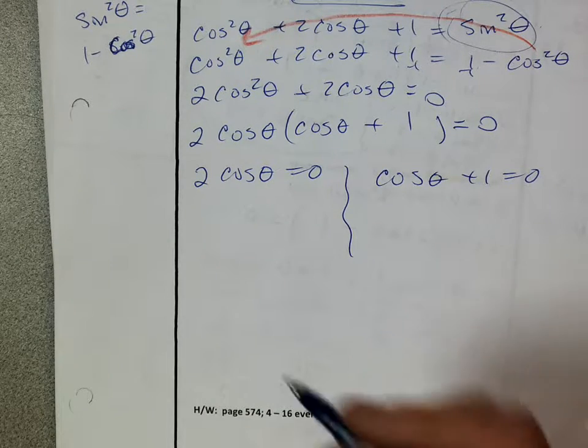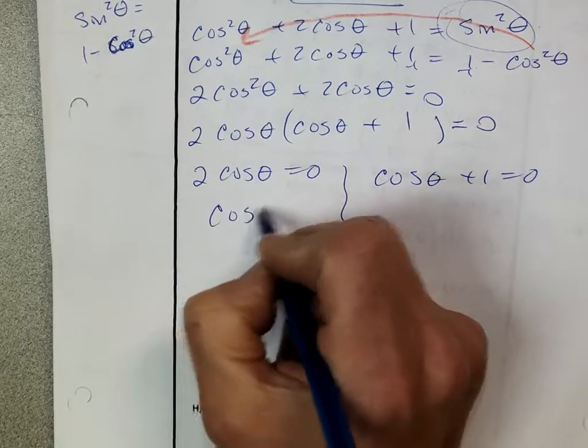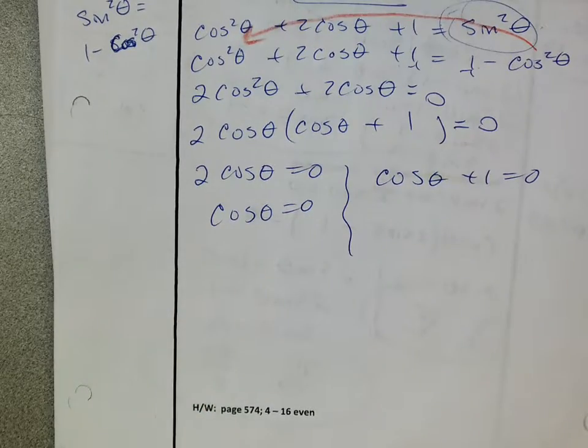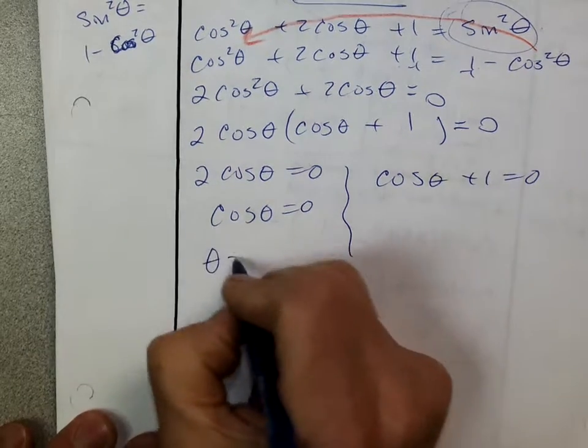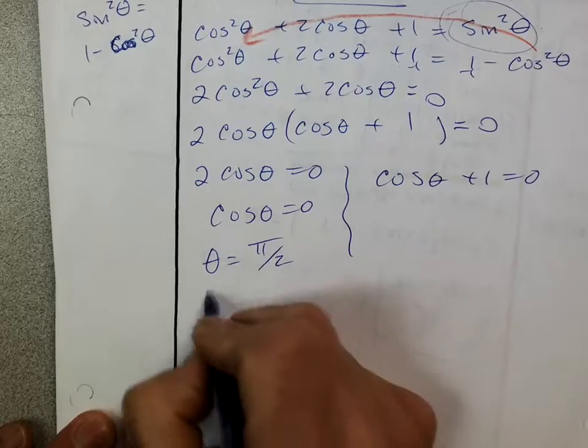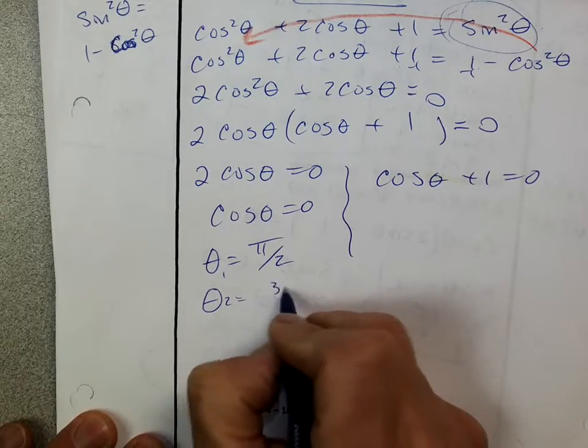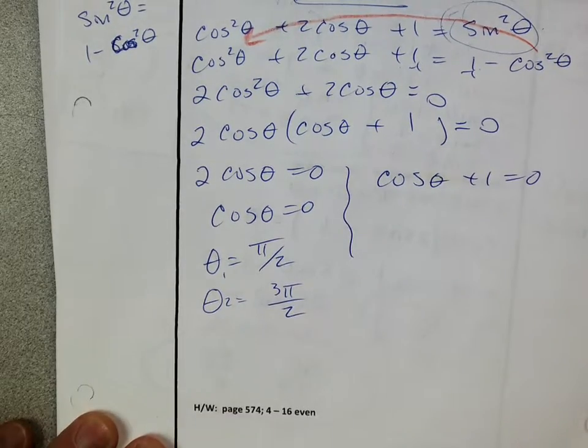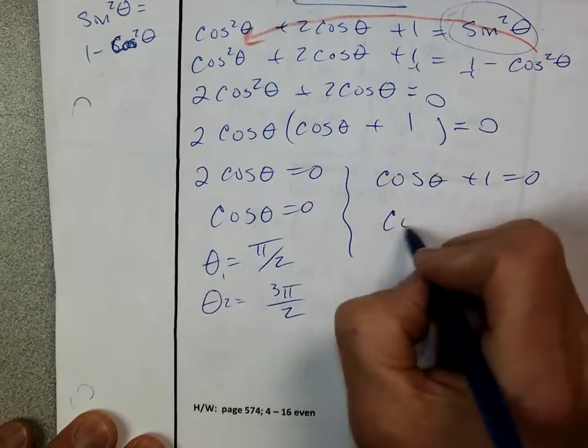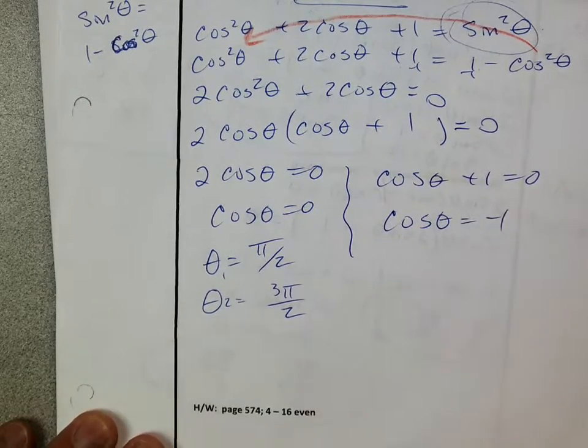Divide by 2, cosine theta equals 0. And then where does cosine equal 0? Cosine is the x value. It happens at pi halves and 3 pi halves. So theta 1 is pi halves. Theta 2 is 3 pi halves. Okay? Minus 1, I get cosine theta equals negative 1.